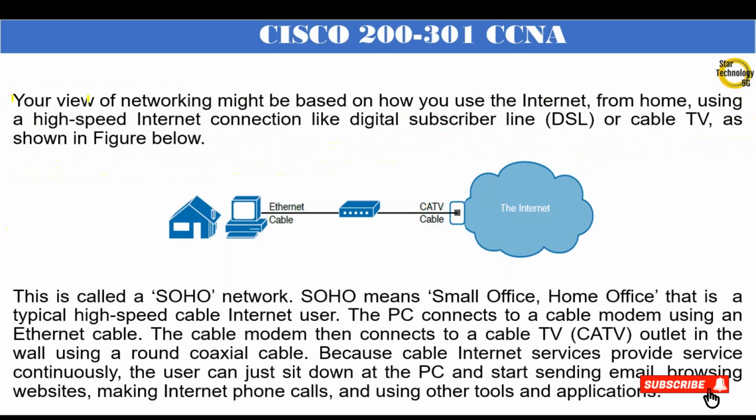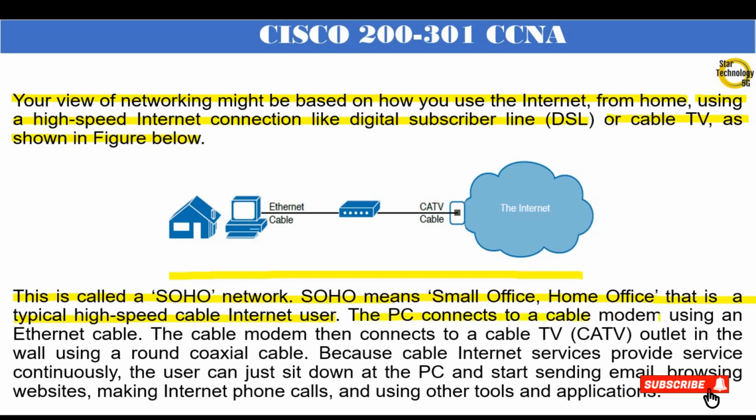Your view of networking might be based on how you use the Internet from home, using a high-speed Internet connection like digital subscriber line, DSL, or cable TV, as shown in the figure below. This picture shows how you can use the Internet in your house. This is called a SOHO network. SOHO means small office, home office, that is a typical high-speed cable Internet user.